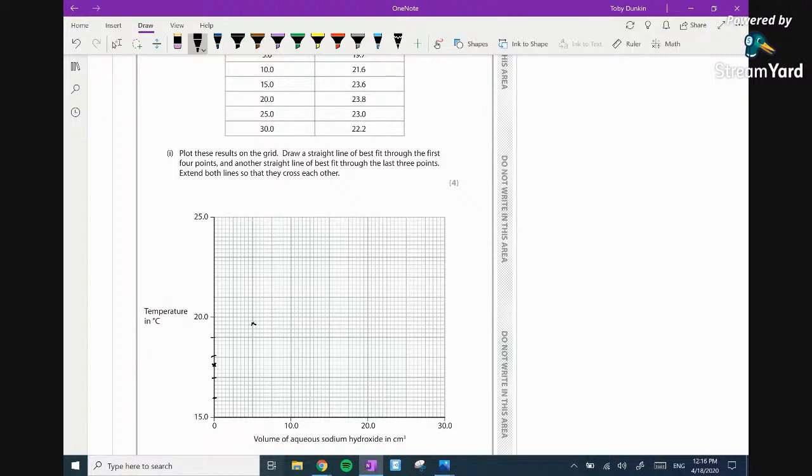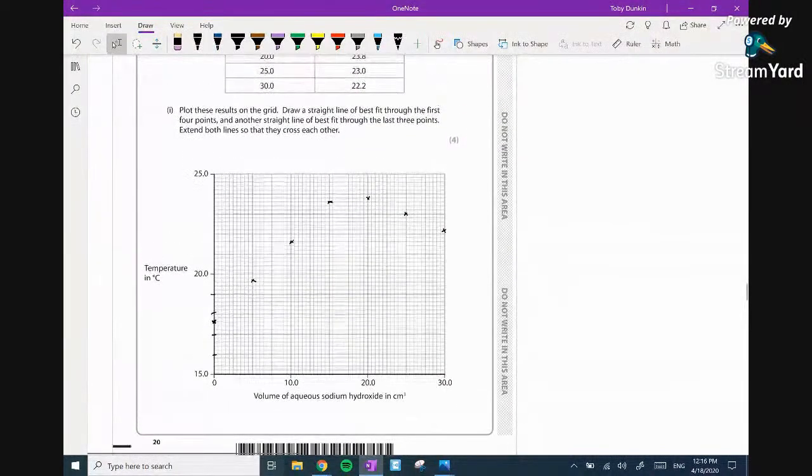And then 21.6, there we go. And then 23.6, 21, 22, 23.6. And then 23.8, there we go. And then 23. It's coming back down now. 23 is going to be there. And then 30 is 22.2. There we go. I like it.